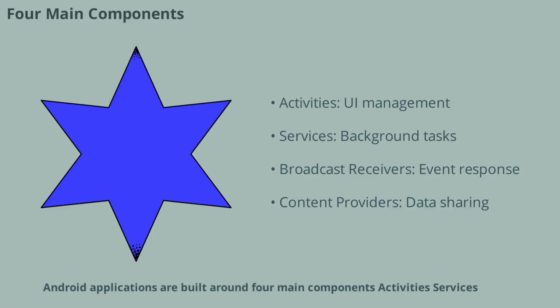Android applications are built around four main components: activities, services, broadcast receivers, and content providers. Each serves a distinct purpose. Activities manage the UI, services handle background tasks, broadcast receivers respond to system-wide events, and content providers manage data sharing. Understanding these components and their interactions is fundamental for both development and interviews.